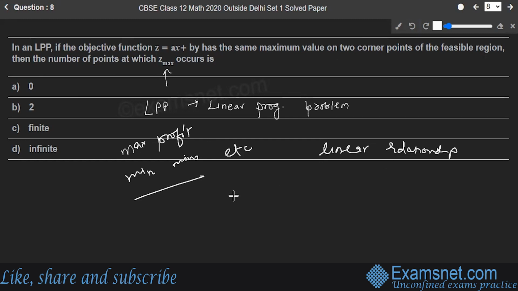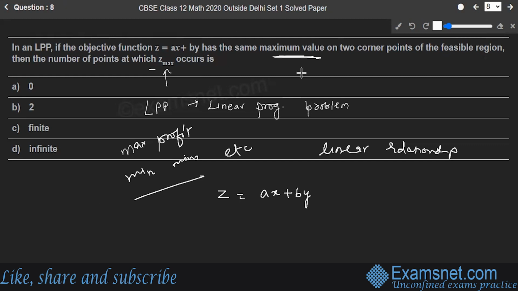In this question, the objective function is given to you as z is equal to ax plus by. Here we have been given that the feasible region of the geometric figure represented by the given objective function, the corner points, or we can say the endpoints, have the maximum value. So according to the question, since the corner points have the same maximum value, all the points on the line also have the exact maximum value.